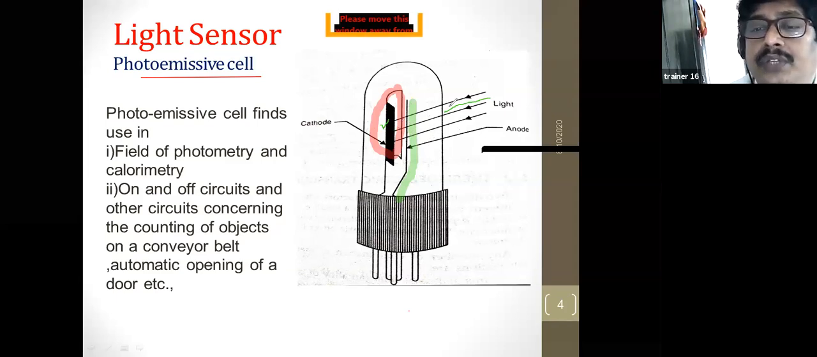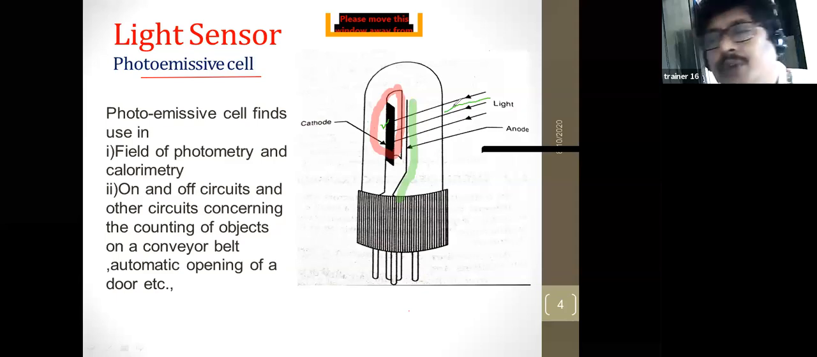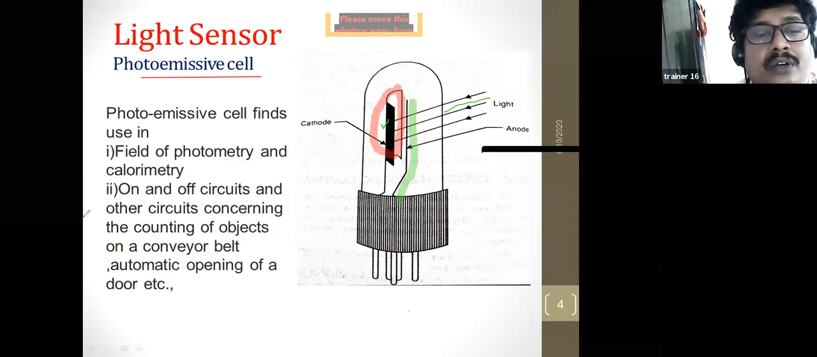All of you know this photo emission from intermediate onwards, you are learning it. Especially its applications are in on-off circuits. It is used in on-off circuits and other circuits concerning the counting of objects on a conveyor belt and automatic door opening.